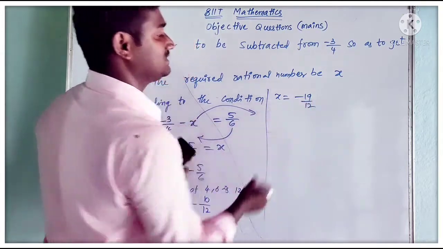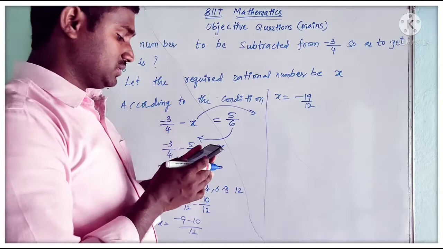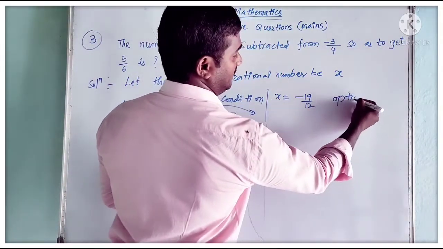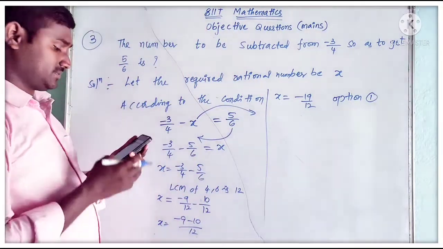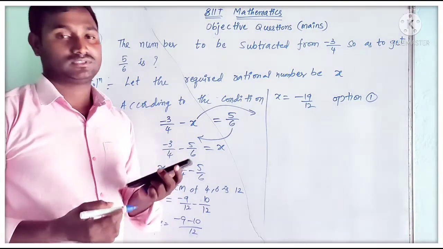Is there any cancellation? No. So the required answer is minus 19 by 12. Which is the correct option? Option 1 is the correct option. Next, fourth question.